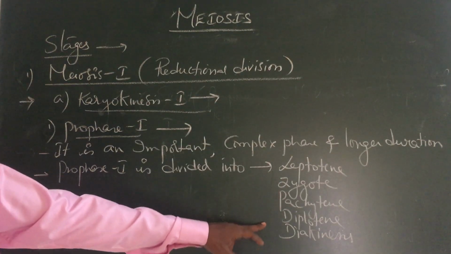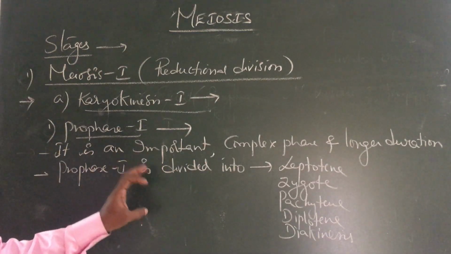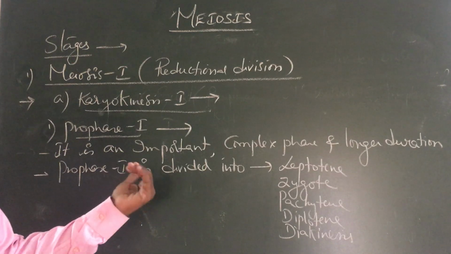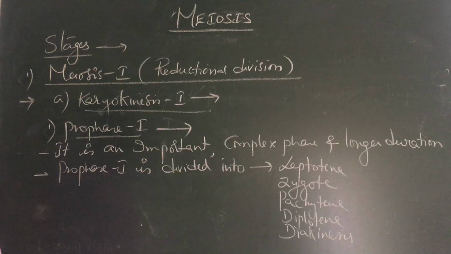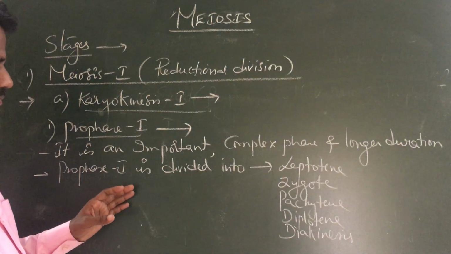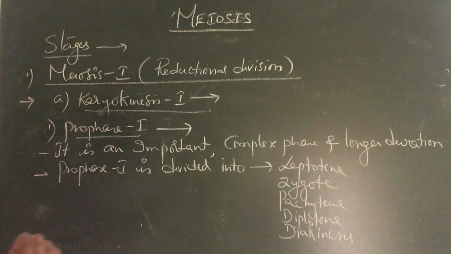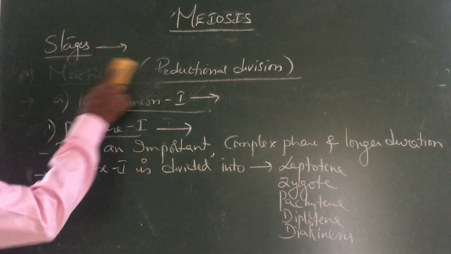This is the only important phase. Once it is completed, the remaining steps are similar to mitosis, like metaphase, anaphase, telophase. So let us see in prophase-I what is leptotene. Keep the heading leptotene.